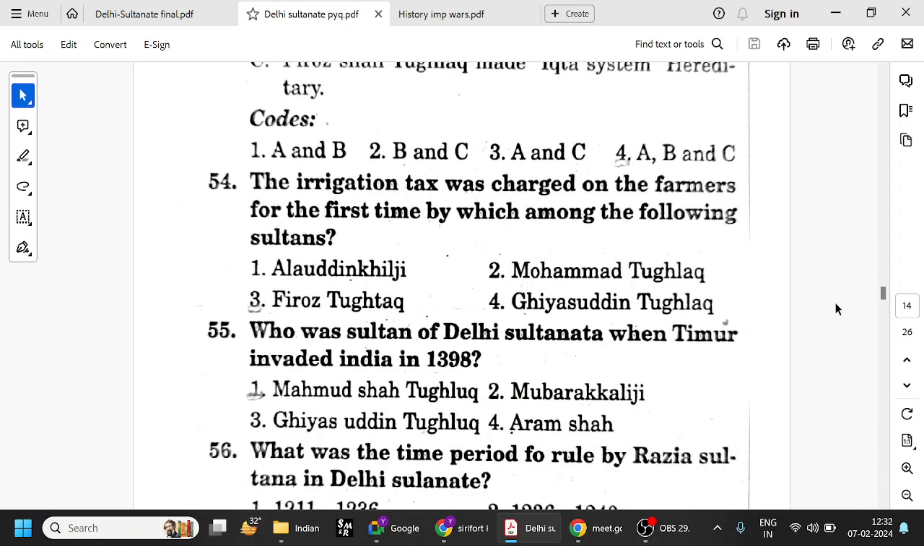All these things you have to remember. The irrigation tax was charged on the farmers for the first time by which of the following? Okay, Firoz Shah Tughlaq. He charged the irrigation tax.